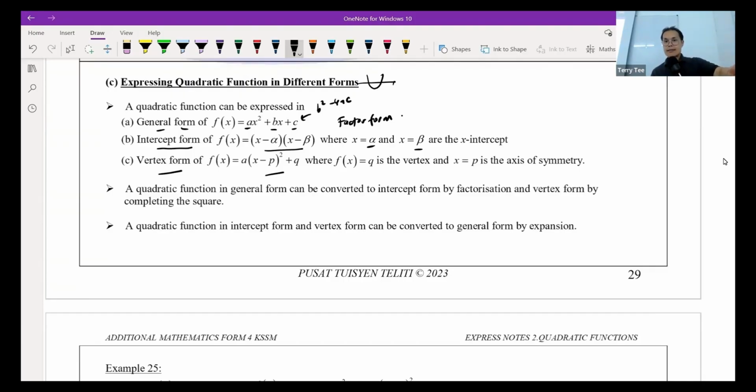It looks like this, where Q is the vertex and P is your axis of symmetry. So how do you go from one form to the other? If you want to convert from general form to intercept form, basically you factorize. You convert general form to vertex form by completing the square. And intercept form and vertex form, you can just convert back to general form by expanding the bracket.